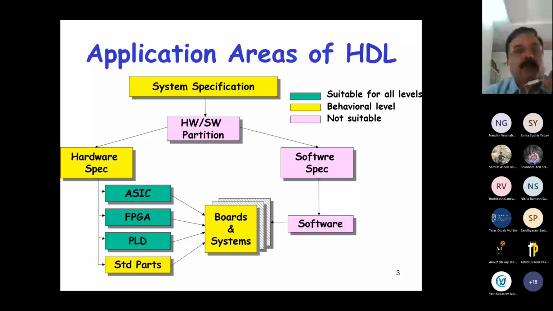Basic limitations of hardware description languages. It can be used to describe only the digital systems. It cannot be used to describe the analog systems. So this is the limitation of HDL.